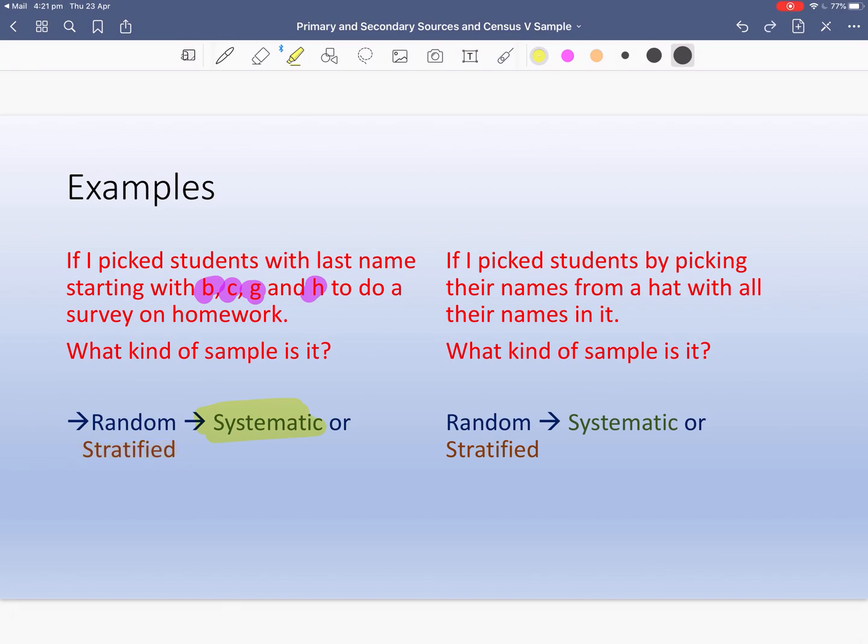All right, same question. If I pick students by picking their names from a hat with all the names in it, well, I talked about this. What kind of sample is it? It's random, all right? It's just like, that's luck of the draw, and let's see how we go.